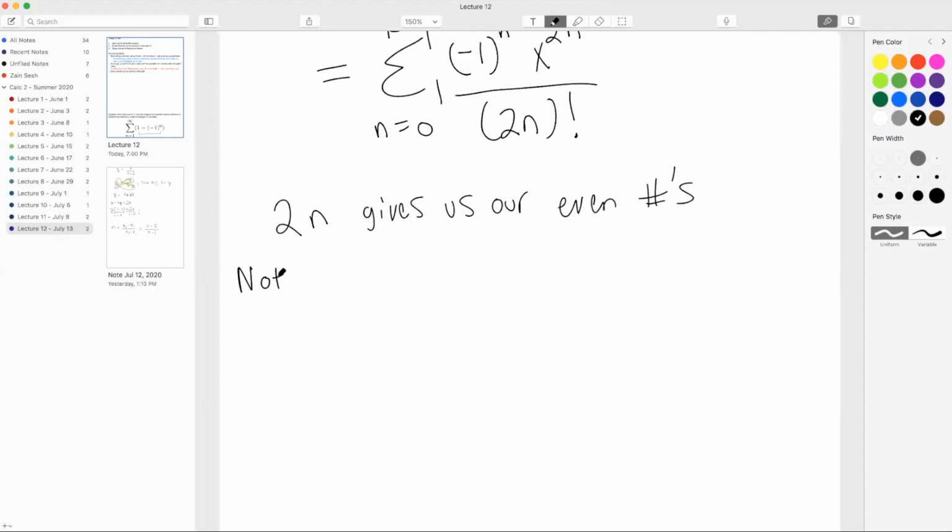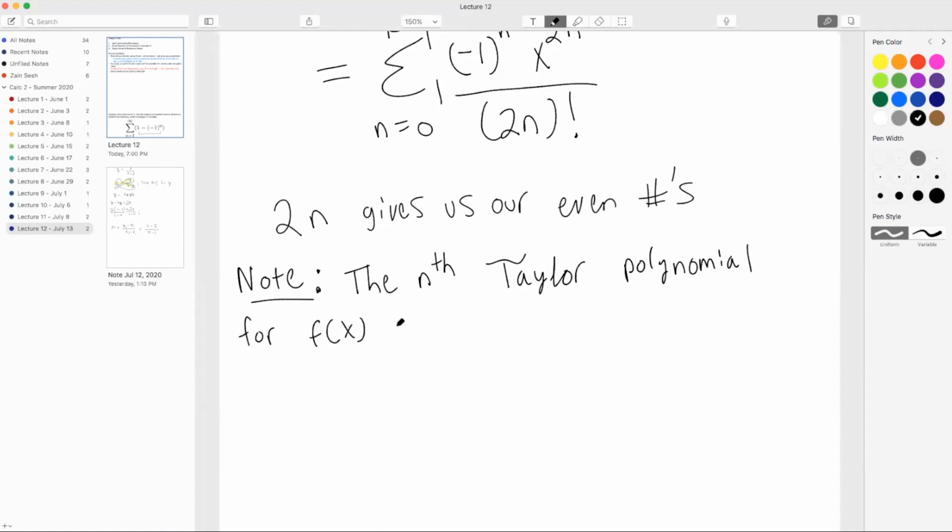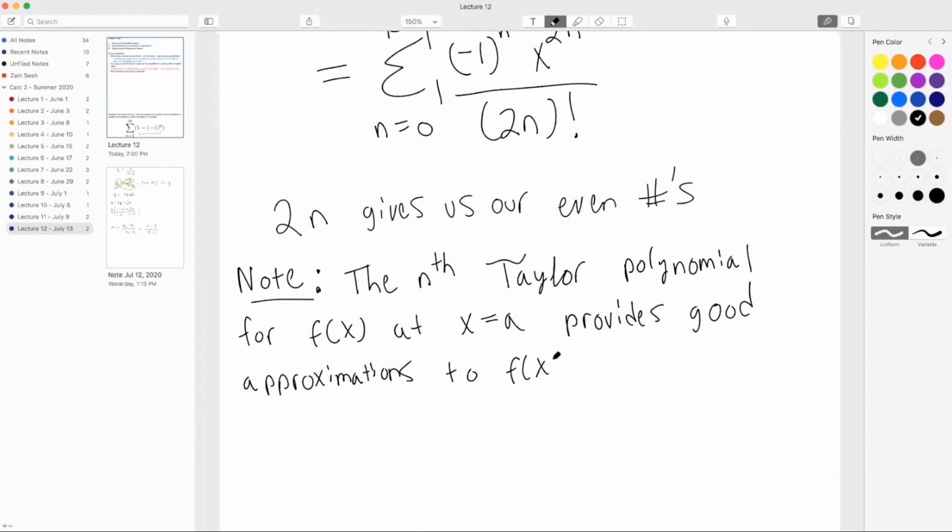So let me just write a quick note about these Taylor polynomials that I have alluded to before. The nth Taylor polynomial for f of x at x equals a provides good approximations to f of x around the point. So this is why we like Taylor series, really. Around the point x equals a.